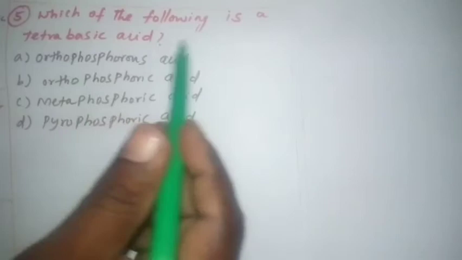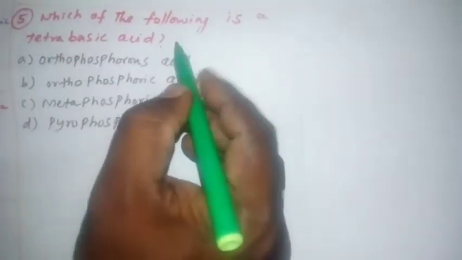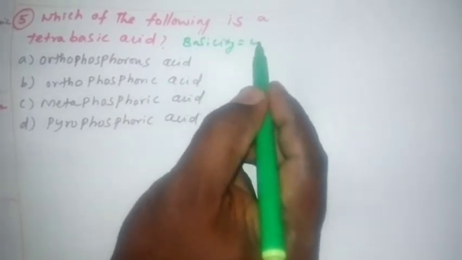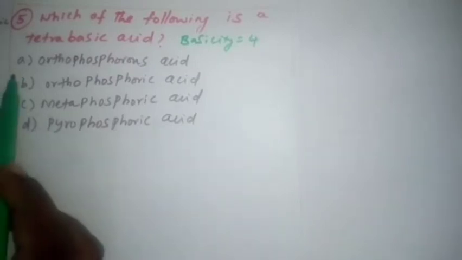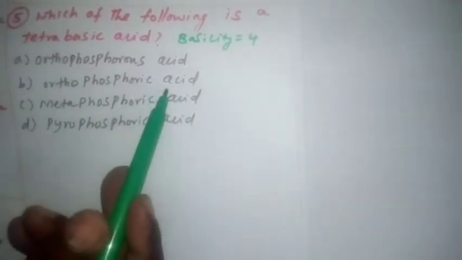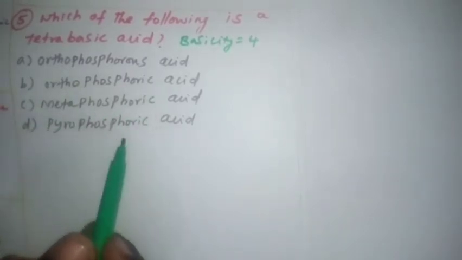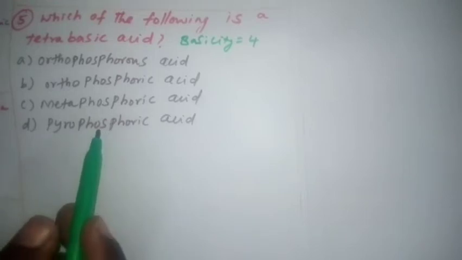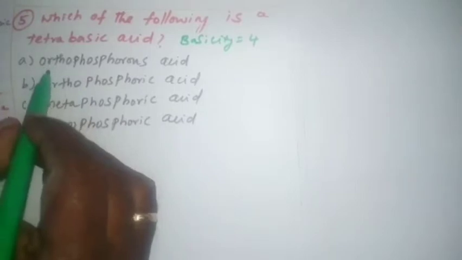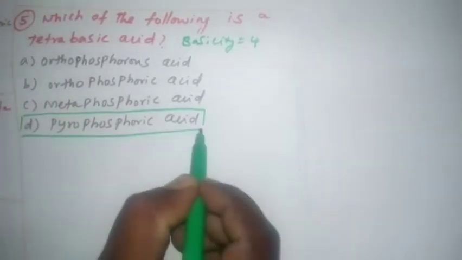Which of the following is a tetrabasic acid? Tetrabasic means the basicity of that particular acid is 4. Clear? Option A, orthophosphorus acid. Option B, orthophosphoric acid. Option C, metaphosphoric acid. Option D, pyrophosphoric acid. Now check the options. Here option D is the right answer. I will show the structure.